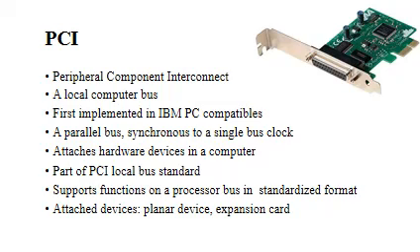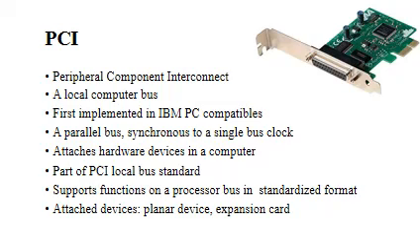Devices connected to the PCI bus appear to a bus master to be connected directly to its own bus and are assigned addresses in the processor's address space. It is a parallel bus synchronous to a single bus clock. Attached devices can take either the form of an integrated circuit fitted onto the motherboard itself, that is called a planar device in the PCI specification, or an expansion card that fits into a slot.